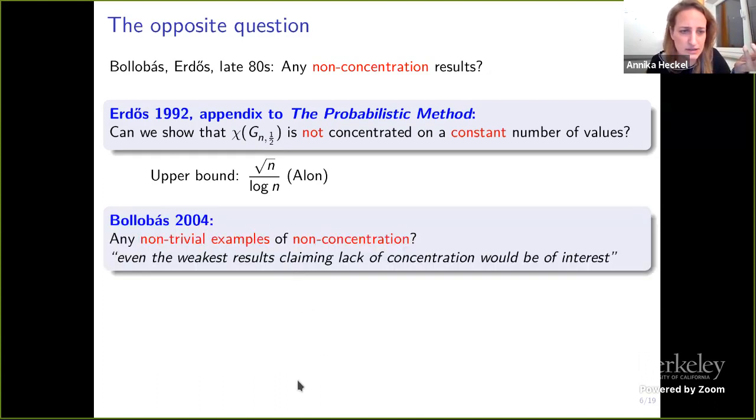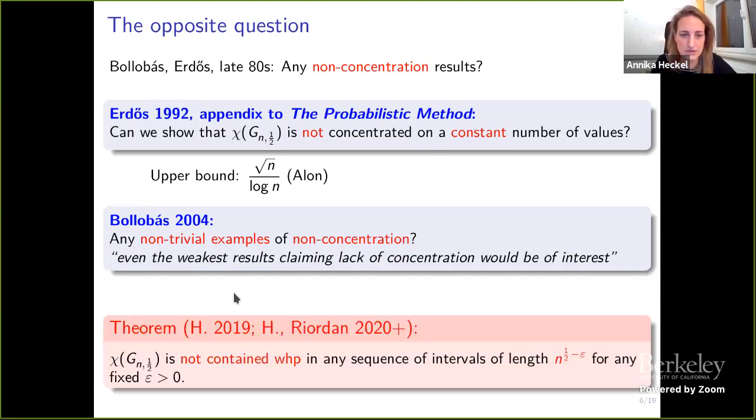Bollobás highlighted the question again in 2004, where he asked for any non-trivial examples of non-concentration and noted that he would be happy to see even the weakest results claiming a lack of concentration. Okay, so the main result of this talk is this. The chromatic number of G(n, 1/2) is not contained with high probability in any sequence of intervals of length n to the 1/2 minus epsilon, for any constant epsilon.